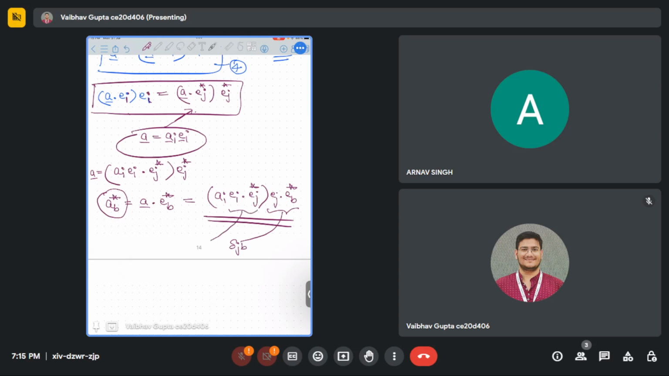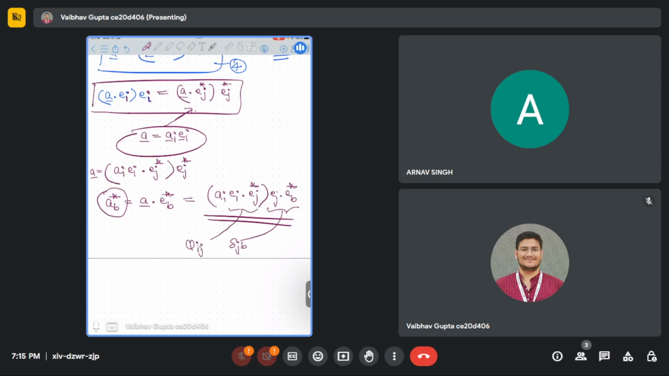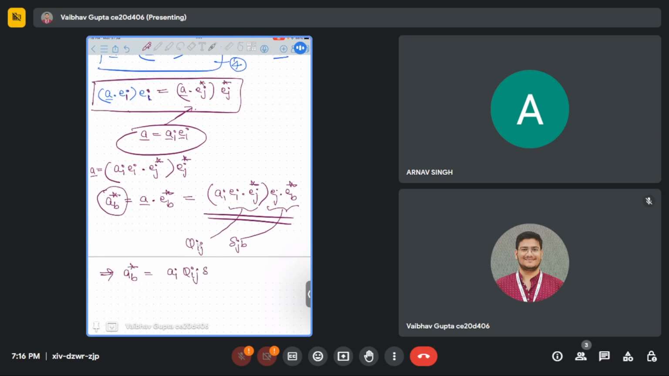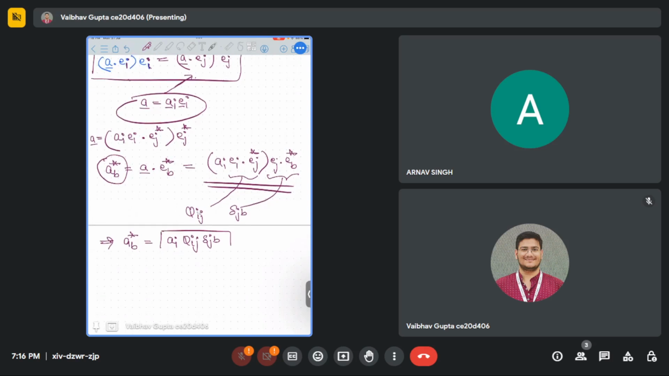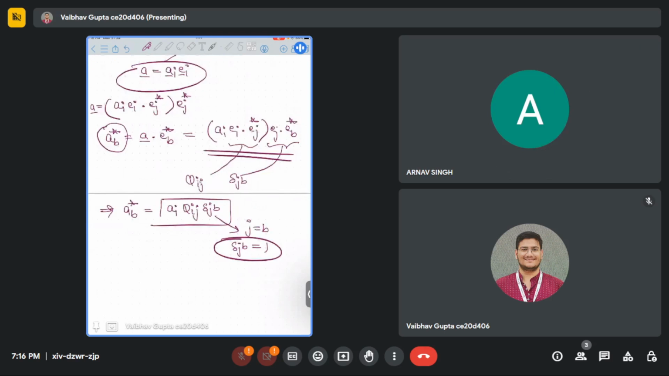Here this becomes Qij. So now the whole expression of the A vector becomes, AB vector we are finding out. AB star is nothing but AI Qij delta JB. You know that when J is equal to B only, delta JB is equal to 1.